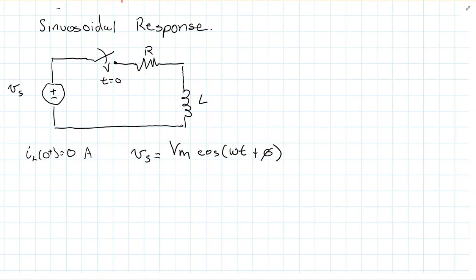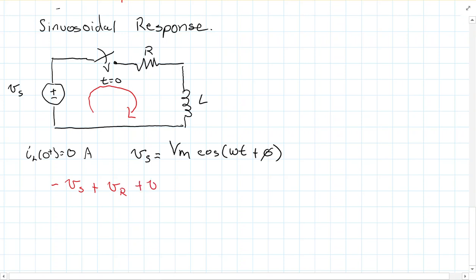Now, we're going to do a real simple analysis here. We're just going to go ahead and do a KVL. I'll just write a loop here. And just to kind of dust off the cobwebs from the previous course, remember, starting at the voltage source, you'd get minus Vs plus voltage across the resistor plus voltage across the inductor is equal to 0. Now we're going to go ahead and move Vs to the other side. And so we'll go ahead and substitute everything in here.